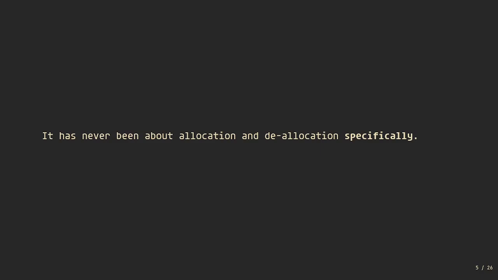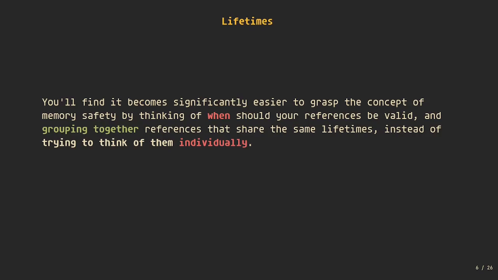But really, it's never been about allocation and deallocation specifically. And this is the pattern I was talking about that you kind of just miss if you think about it that way. It's about lifetimes. You'll find it becomes significantly easier to grasp the concept of memory safety by thinking of when your references should be valid and grouping together references that share the same lifetimes, instead of trying to think of them individually.